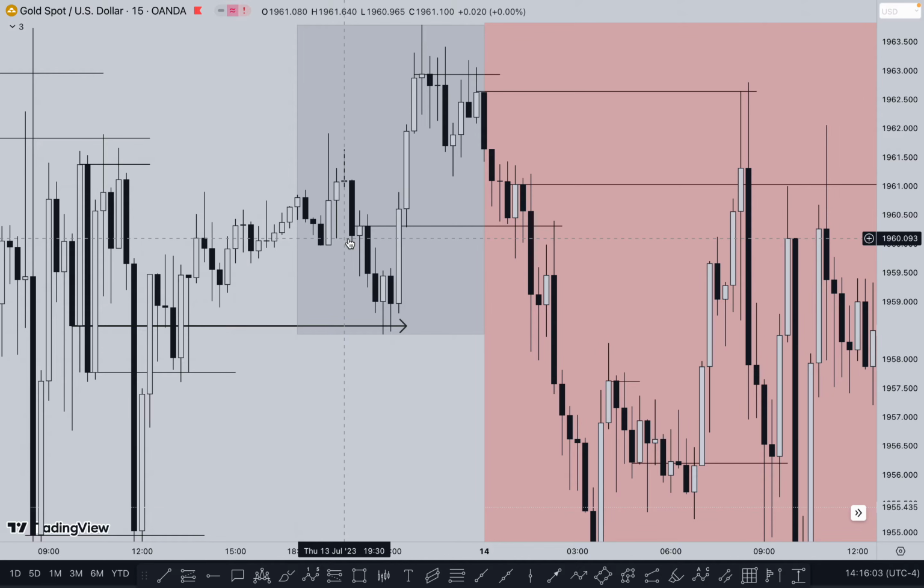So the first point that I get from him. Can you see here? We have almost 2 levels. Can you see what happened here?